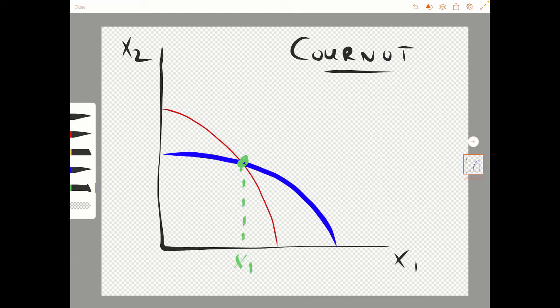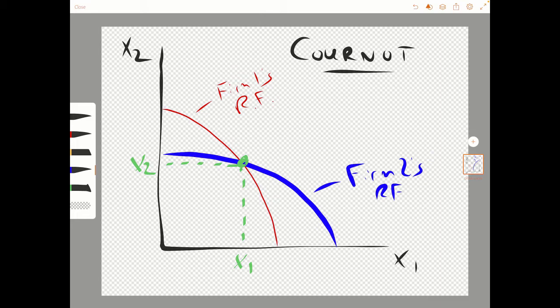And here is how much output I would produce, and here's how much output you would produce. Again, the red curve is firm 1's reaction function, and the blue curve is firm 2's reaction function. So we find where the lines cross, and that gives us our equilibrium output. And I may ask, well, how in the world are we going to get there? Why would we end up at that point? And the answer is actually pretty simple.